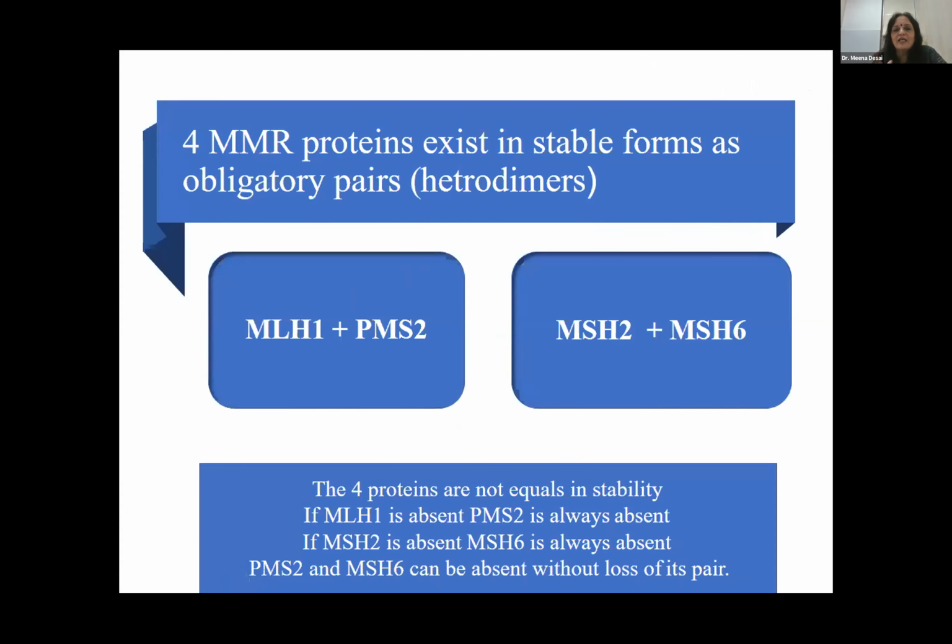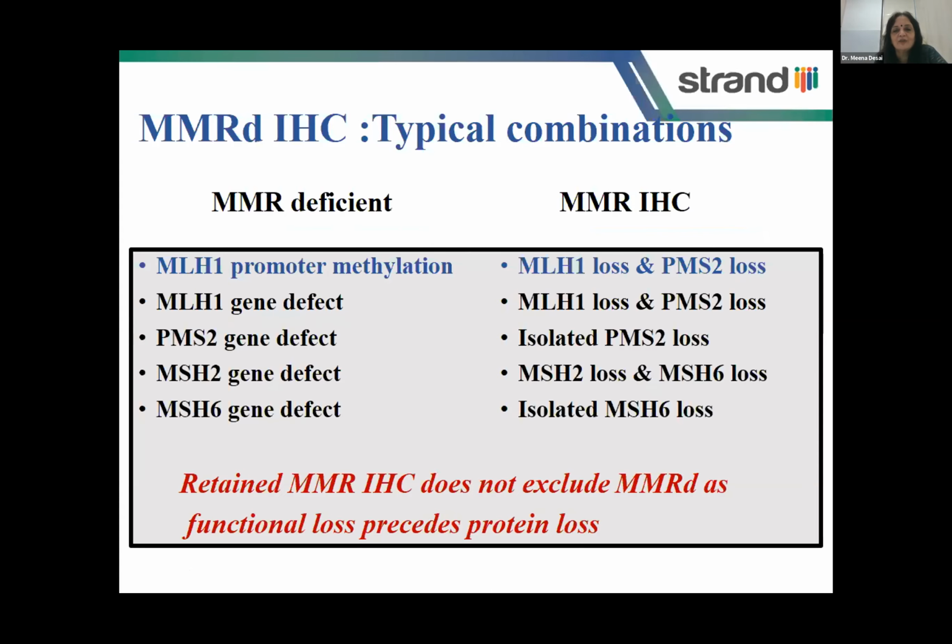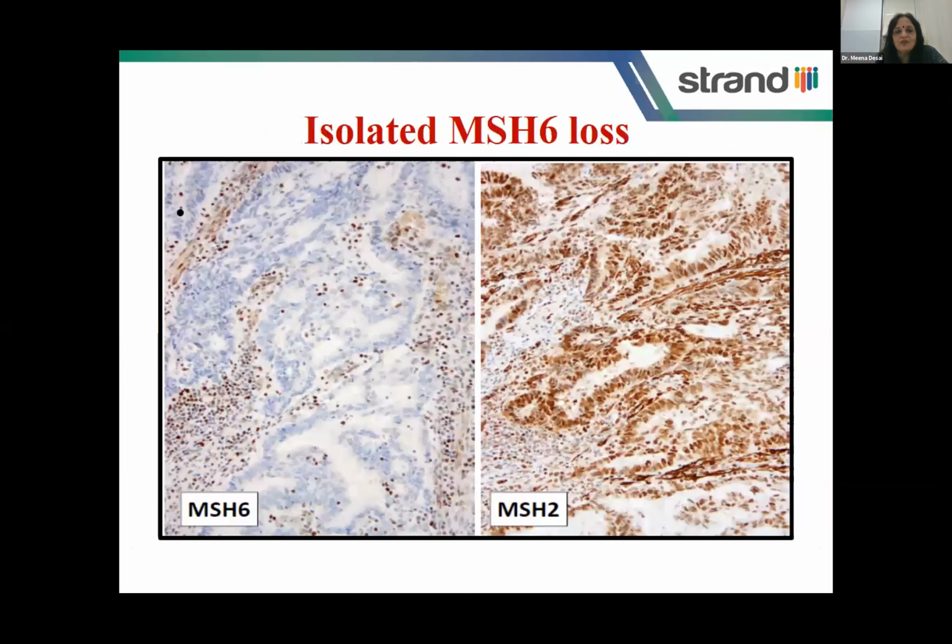Now, one thing to remember is that these MMR proteins exist in stable forms as obligatory pairs. So if you have MLH1 absent, you also have PMS2 absent. And similarly, MSH2 and MSH6 are absent together. However, PMS2 and MSH6 can be absent without the other being absent. So these are the various combinations which you get. But one thing to remember is that MMR IHC does not exclude MMR deficiency, as there may be still a nonfunctional protein, though there may be a loss of the function of the gene. This is a case of IHC where there is an isolated MSH6 loss.